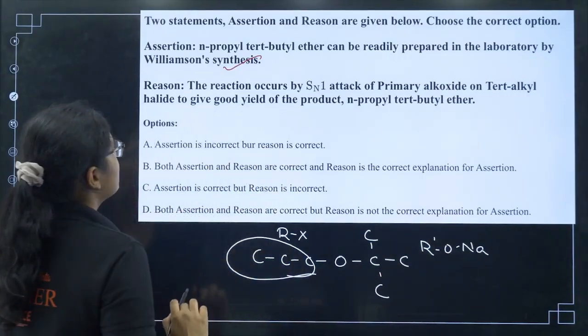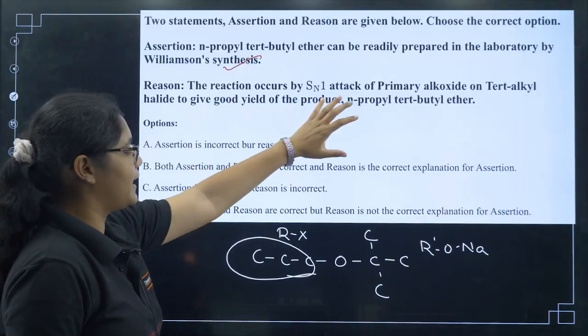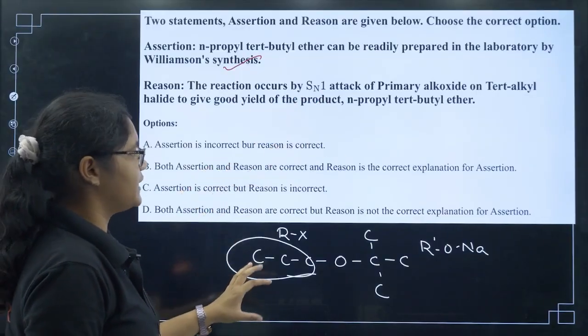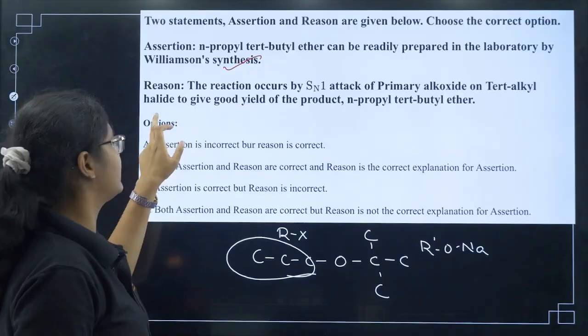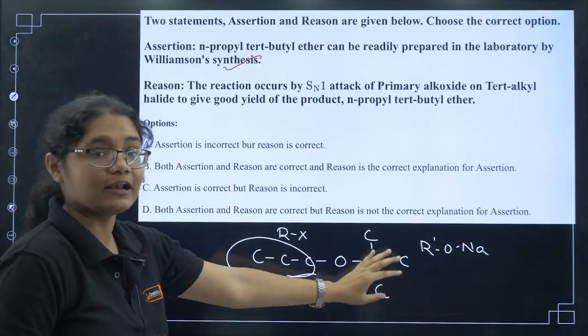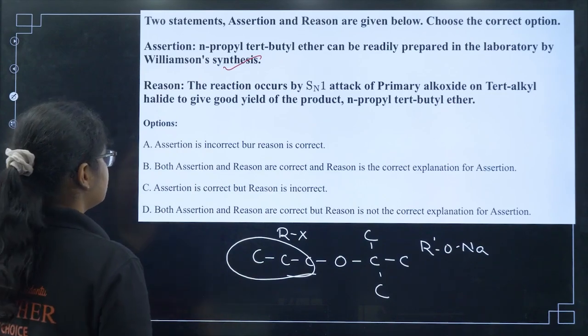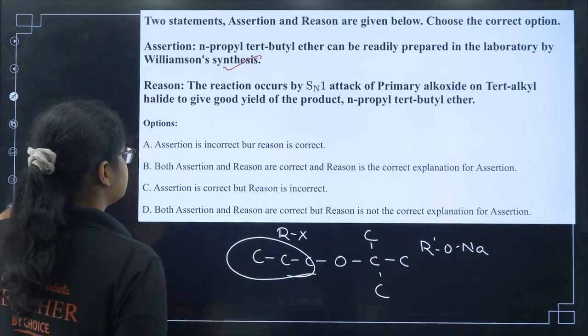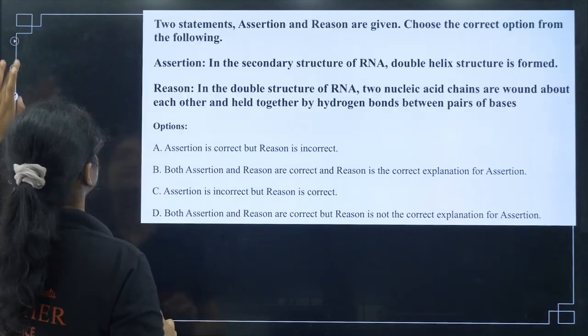Right, so the reaction occurs by SN1 attack of the primary alkoxide on the tertiary alkyl halide. No, the primary halide on the tertiary alkoxide should be there. So assertion is definitely correct, but reason is incorrect. So option number C here.